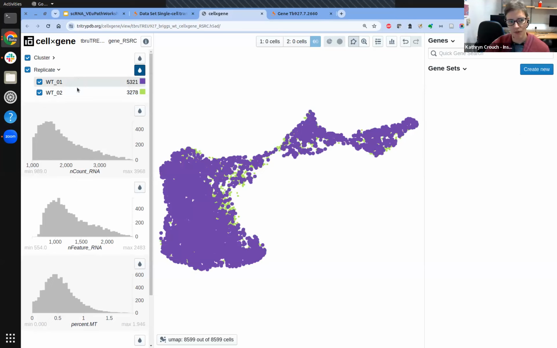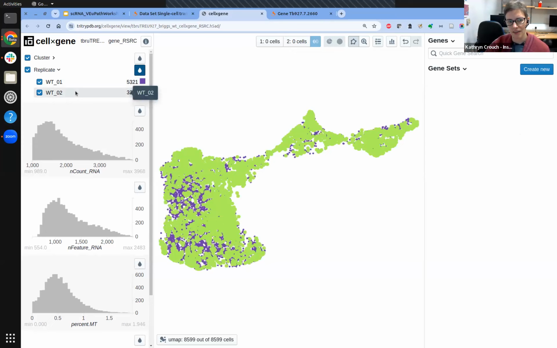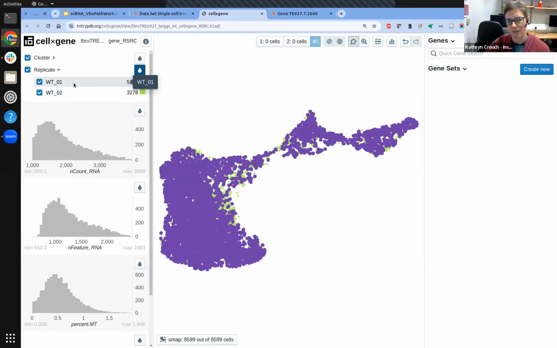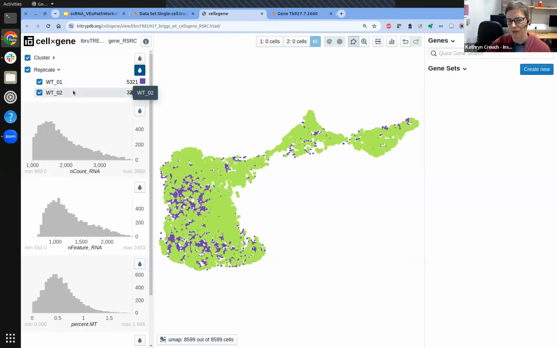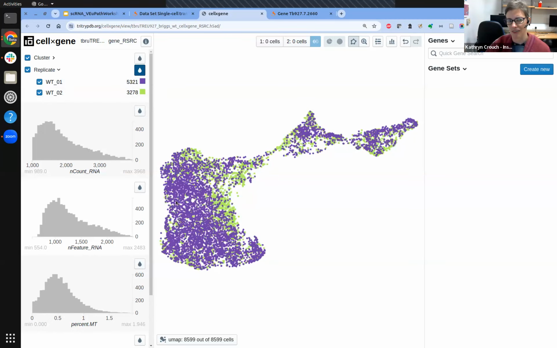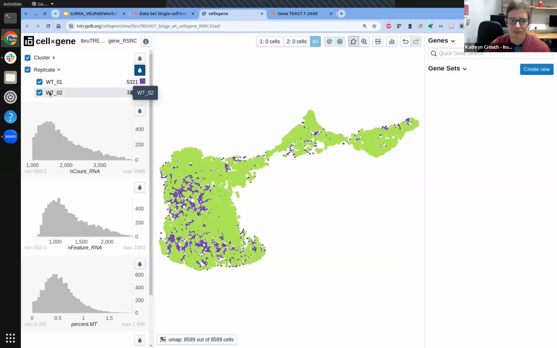So if I flick between these 2 things, you can see that actually the overlap between these 2 replicates is pretty good. Maybe the green one has slightly fewer cells over in this cluster on the left-hand side, but they're not terrible. They're quite similar to each other.